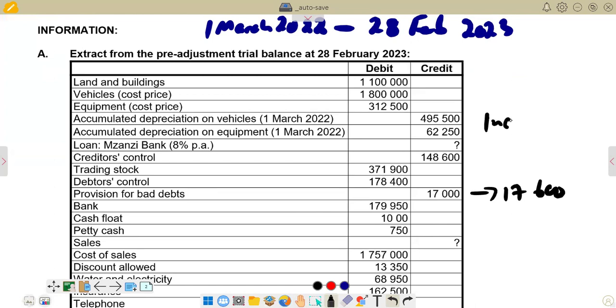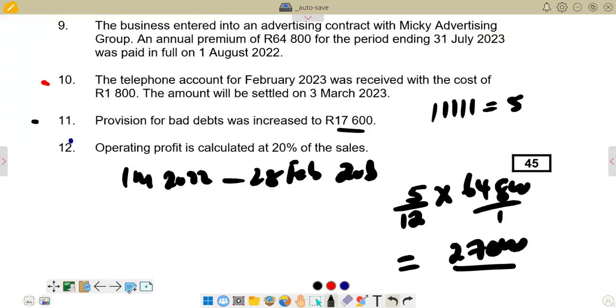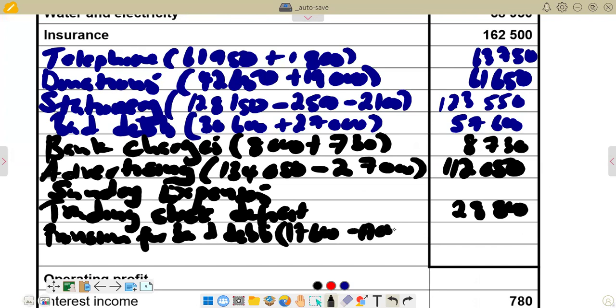So if it's an increase, it will be an expense. But if it's a decrease, it will be an income. In this case, it's an increase of 17,600 minus 17,000, which is 600. So we can just go and summarize that in the working part. We come here, we say provision for bad debts. So we are just going to say 17,600 minus 17,000. You get your 600.